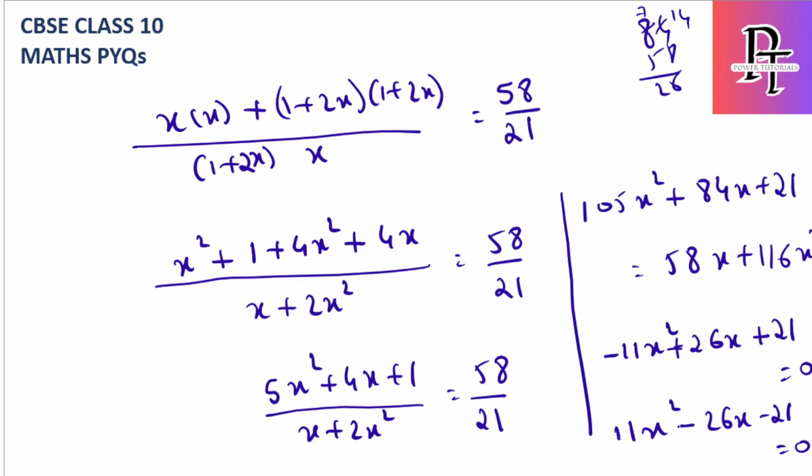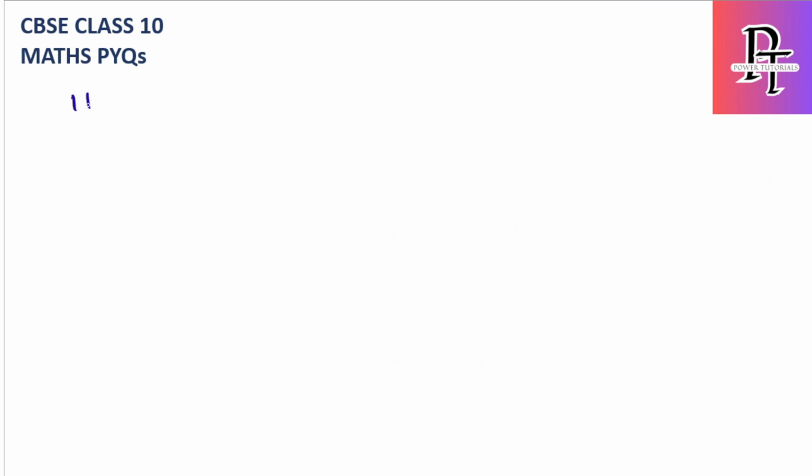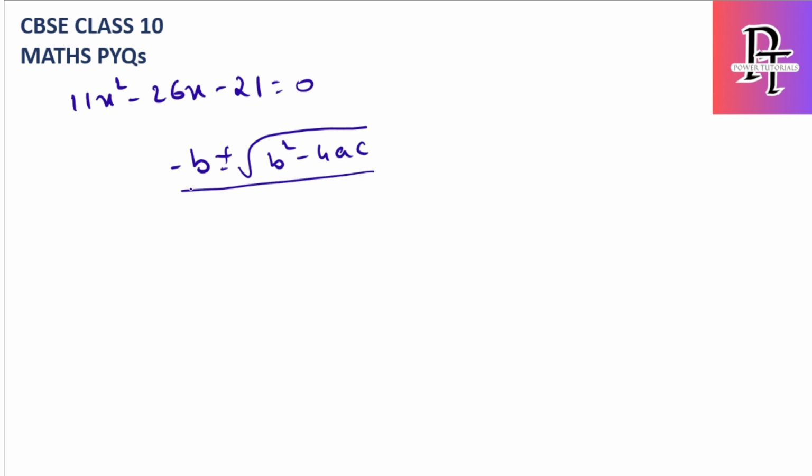Okay, so let's use the quadratic equation formula to get the answer. 11x square minus 26x minus 21 is equal to 0. That's the quadratic formula: minus b plus or minus root of b square minus 4ac by 2a.